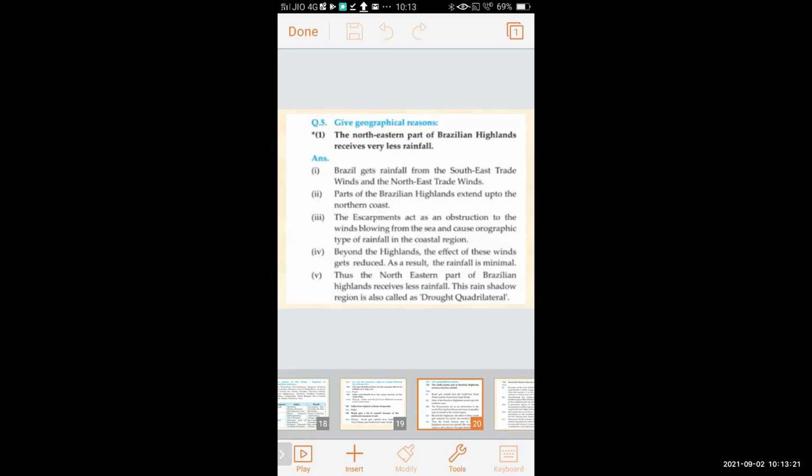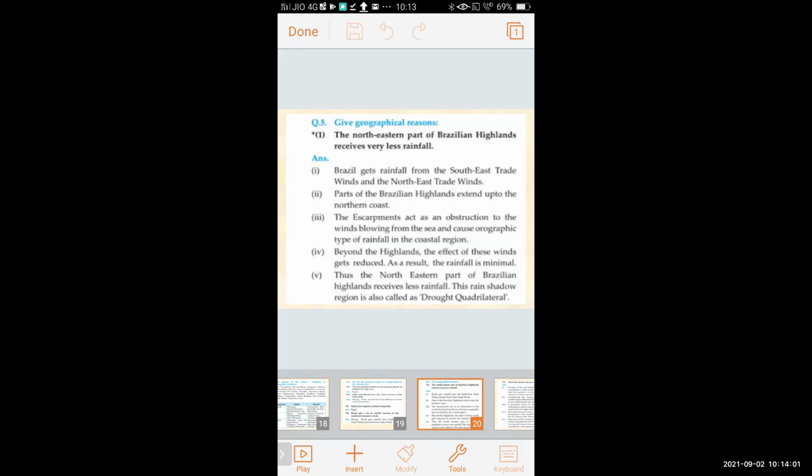The escarpment acts as an obstruction. While the winds are blowing from the sea to the mainland, the escarpment obstructs them, so this causes orographic rainfall in the coastal region of Brazil. Beyond the highlands, the effect of the wind is reduced. So as the winds blow beyond the highlands, their effect gets reduced.